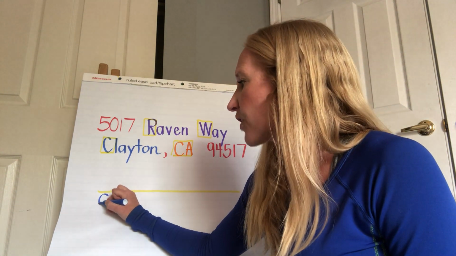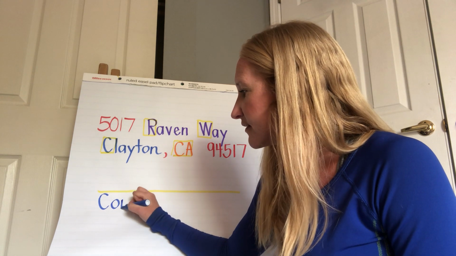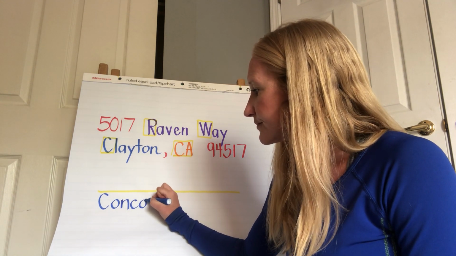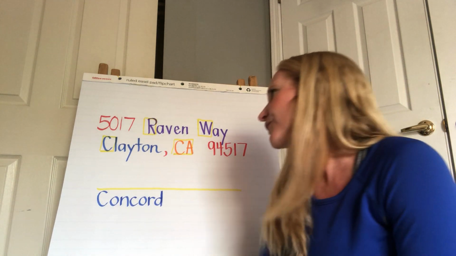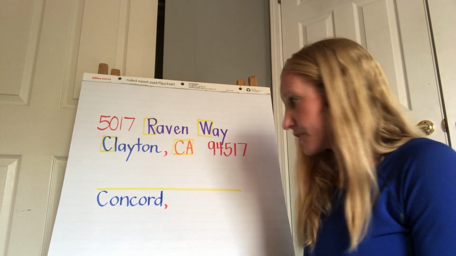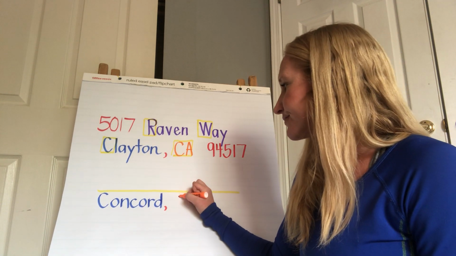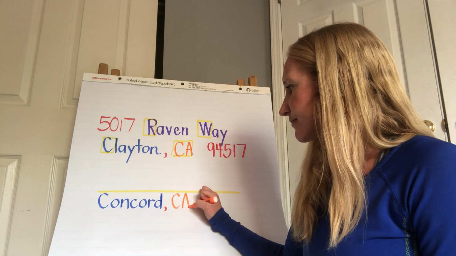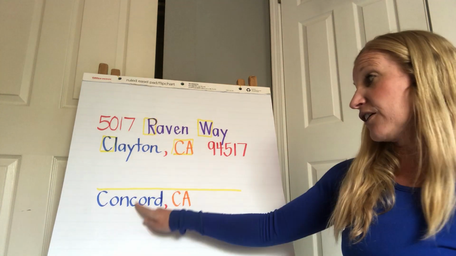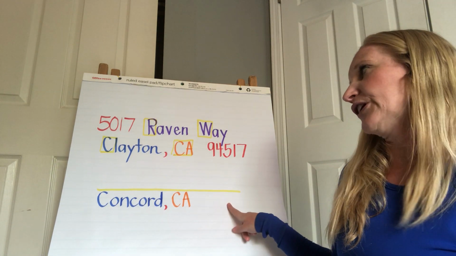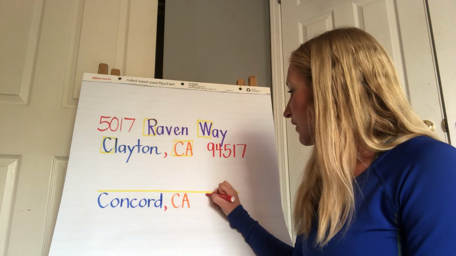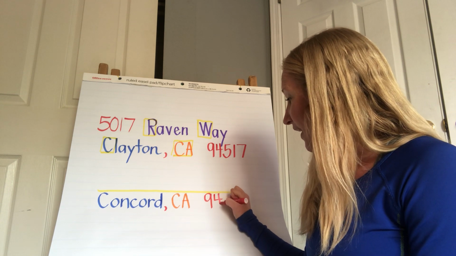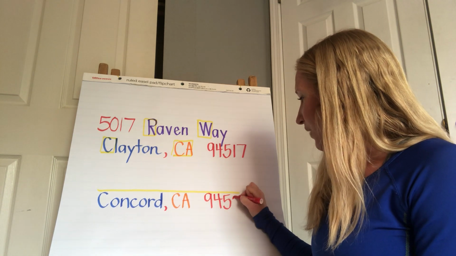Most of you are going to have Concord instead of Clayton because you live in Concord. But then guess what? You still live in California. So you'll still have CA. And then since you live in Concord, your number is going to be different. Your zip code's going to be different. So mine matches Clayton. We need yours to match Concord. Most of yours is going to be 94521.